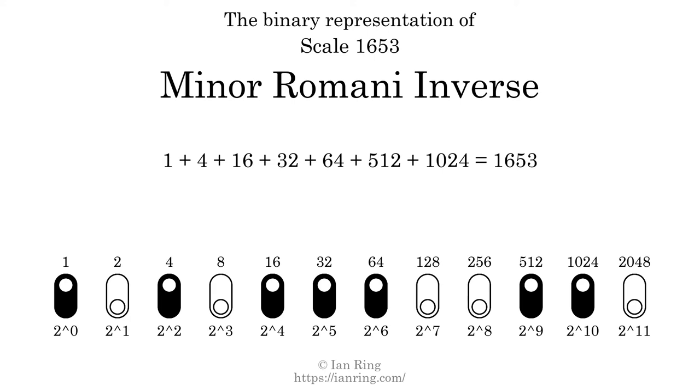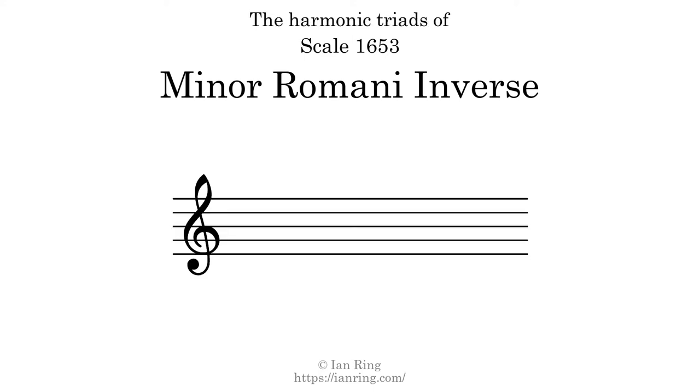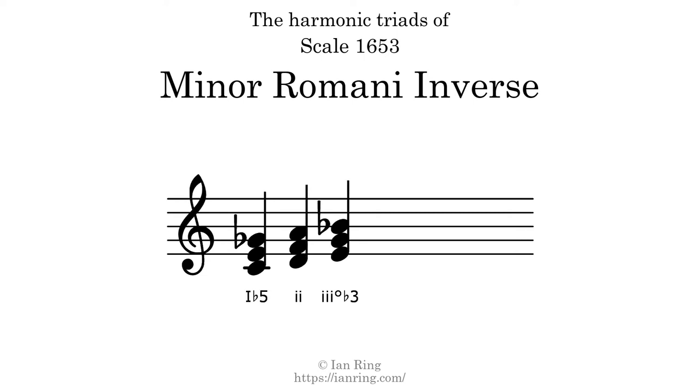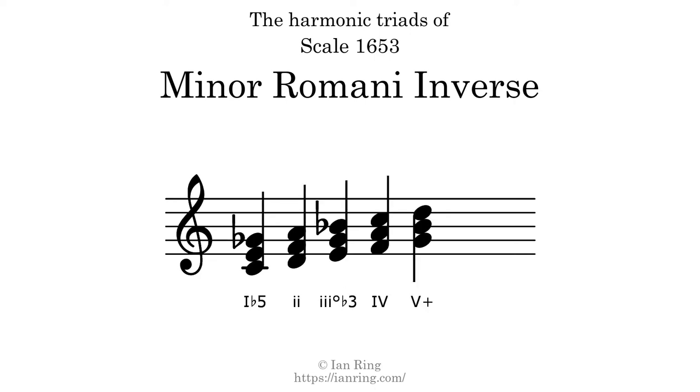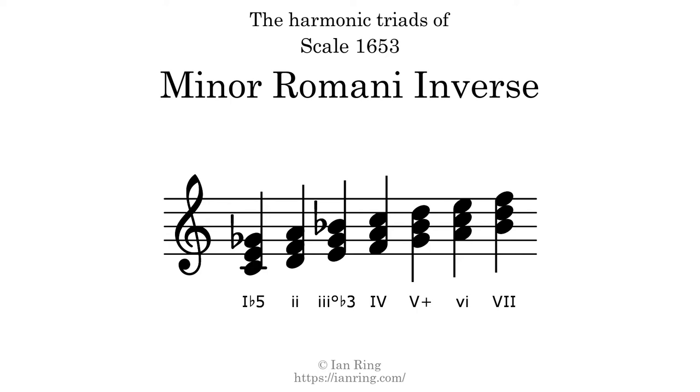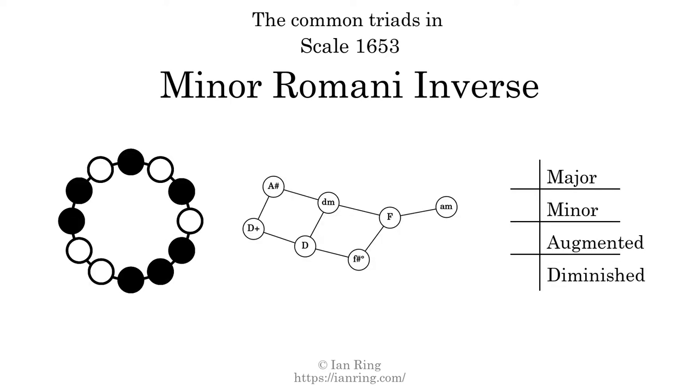1653. The scale number not only enumerates the scale with a unique index, but it also literally describes the tonal content of the scale. Represented as a binary number in base 2, the scale number is 0110011101. Here are the harmonic triads present in this scale. Major flat 5. Minor. Diminished flat 3. Major. Augmented. Minor. Major. Here are the common triads present in this scale.